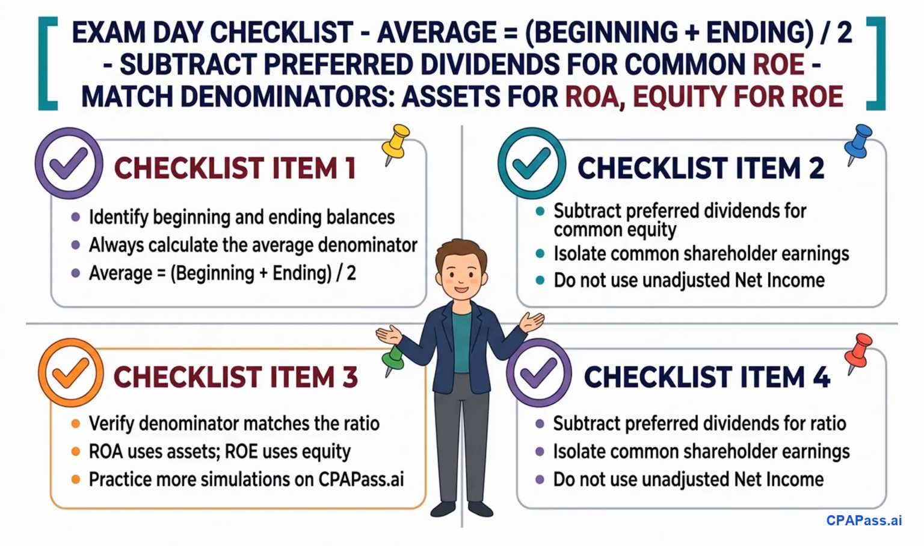To wrap up, let's review your exam day checklist for these critical profitability ratios. First, always check if the question provides both beginning and ending balances. If it does, you must calculate the average by adding them together and dividing by 2. Second, when calculating return on common equity, always subtract preferred dividends from net income in the numerator to isolate earnings for common shareholders. Third, double check that you have not accidentally swapped your denominators. Remember, ROA uses average total assets, while ROE uses average stockholders' equity.